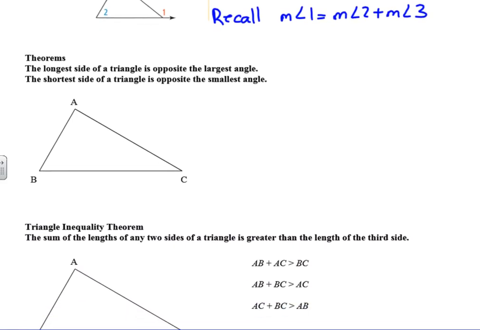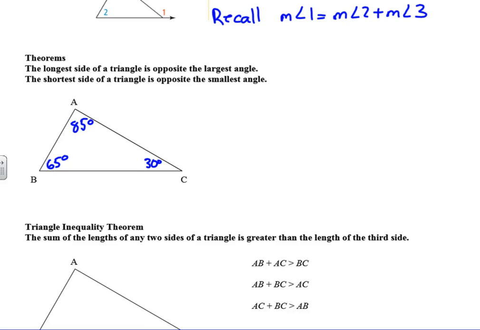Now our theorem here is that the longest side of a triangle is opposite the largest angle, and the shortest side of a triangle is opposite the smallest angle. So let me give some angle measures here. Let's say that angle C is 30 degrees. Angle B is, let's say, 65 degrees. And if we had 30 and 65, that would leave angle A to be 85 degrees.